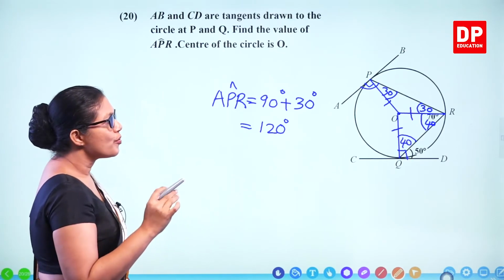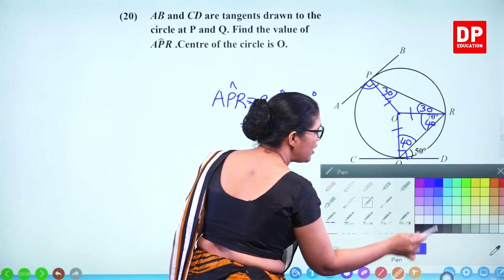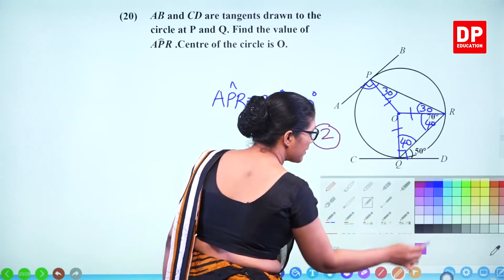120 degrees. So you can mark all this information and just calculate the value. You don't need to write down everything. So 2 marks for finding the angle.